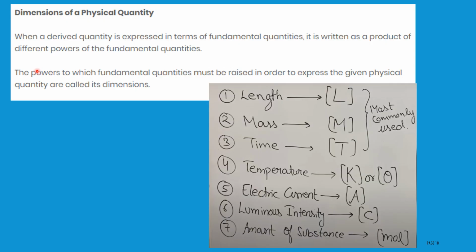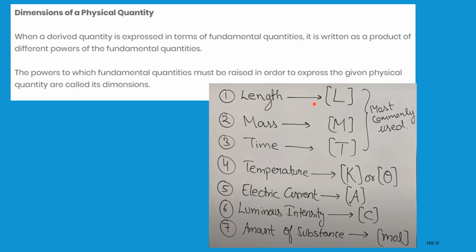Let us discuss in detail the dimension of a physical quantity. We will consider the 7 fundamental physical quantities. As a convenient universal notation, we will use some symbols for the 7 fundamental physical quantities. That symbol is used to represent the dimension of a particular physical quantity. Here consider the 7 fundamental physical quantities.